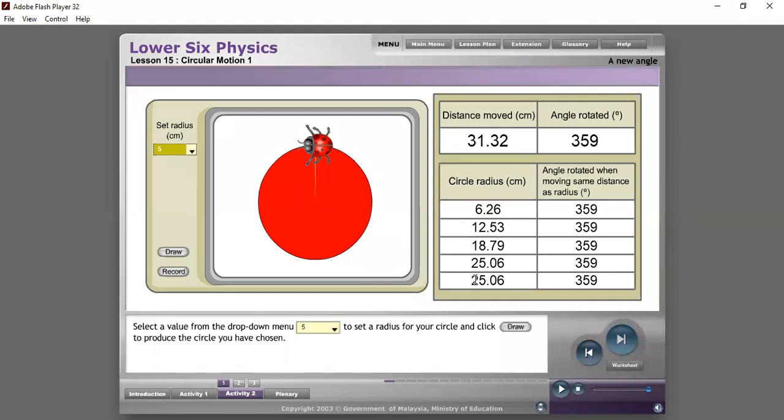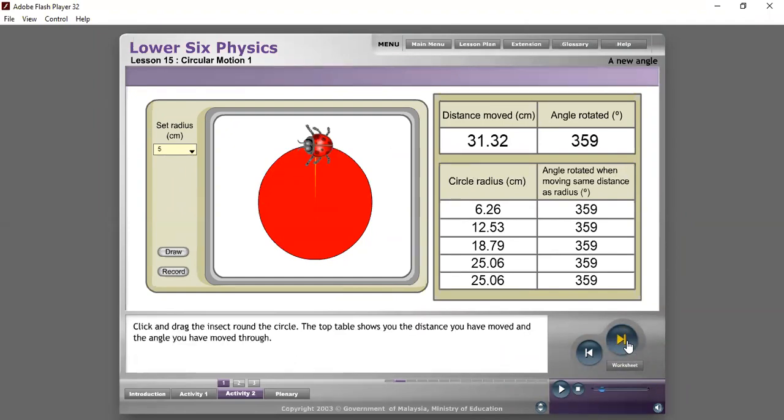Okay, so this I draw twice already. So that means 1 cm, 2 cm, 3 cm, 4 cm, 5 cm of radius: different radius, but moving with the same angle. So the distance traveled, the circumference of the circle, will be different as well.